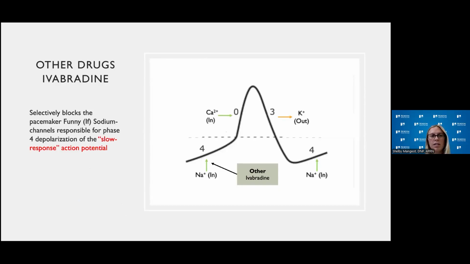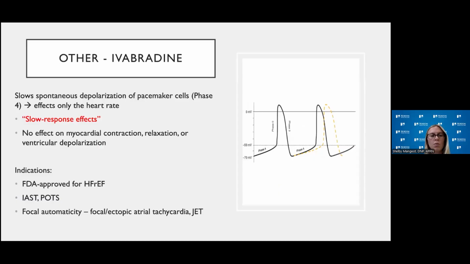And lastly, moving to the other drugs, I'm going to quickly touch on ivabradine because this has been a more commonly used drug in our adult congenital population. And so what ivabradine does is it selectively blocks the pacemaker funny sodium channels responsible for phase 4 depolarization of that slow response pathway. And so it slows spontaneous depolarization of the pacemaker cells, so it only affects the heart rate. There is no effect on myocardial contraction, relaxation, or ventricular depolarization.